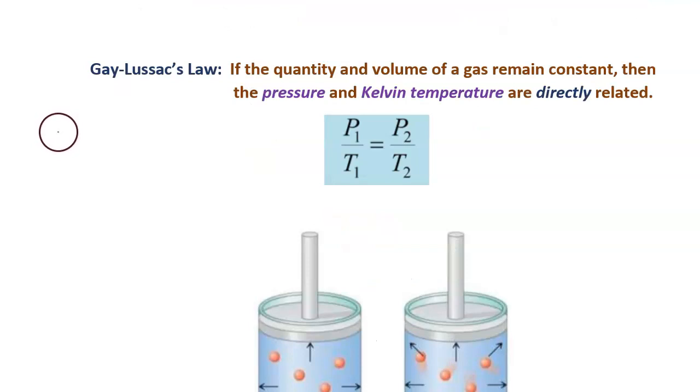Another law that you use for situations involving properties of gases is Gay-Lussac's law. This law states if the quantity and volume of a gas remain constant, then the pressure and the Kelvin temperature are directly related. To be directly related means that however the one variable changes, the other variable changes in the same way. Like if the pressure is times by 5, then the Kelvin temperature would get times by 5 as well. Here's the math formula for Gay-Lussac's law.